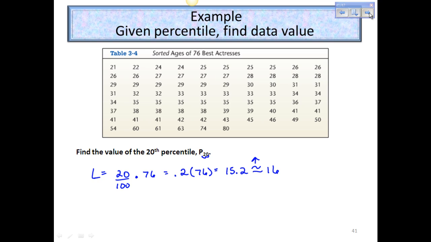Now, we'll count over 16 places on our table. Each row had 10, so on the second row, 11, 12, 13, 14, 15, 16. So our 16th data value is 27. So P sub 20 is equal to 27.